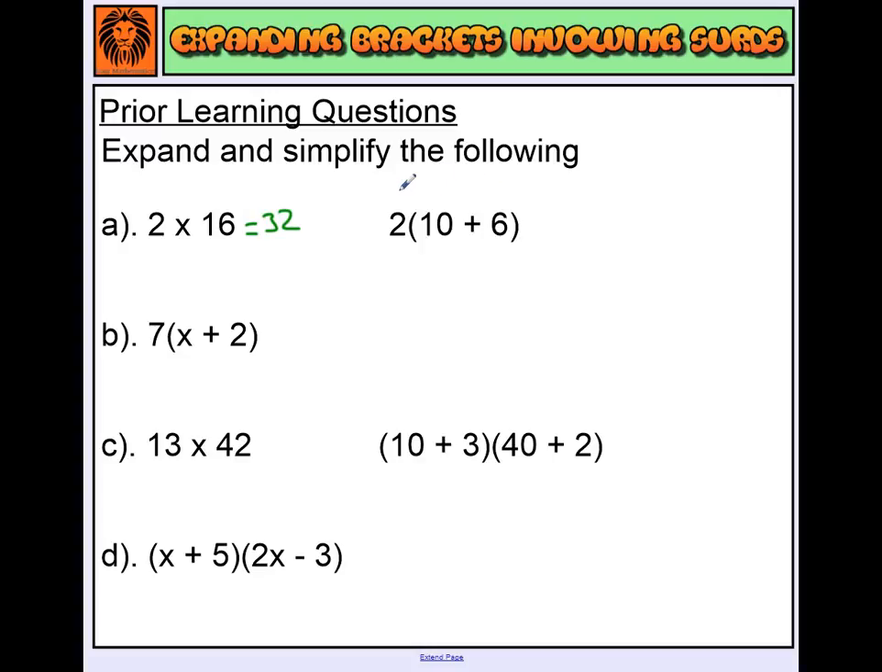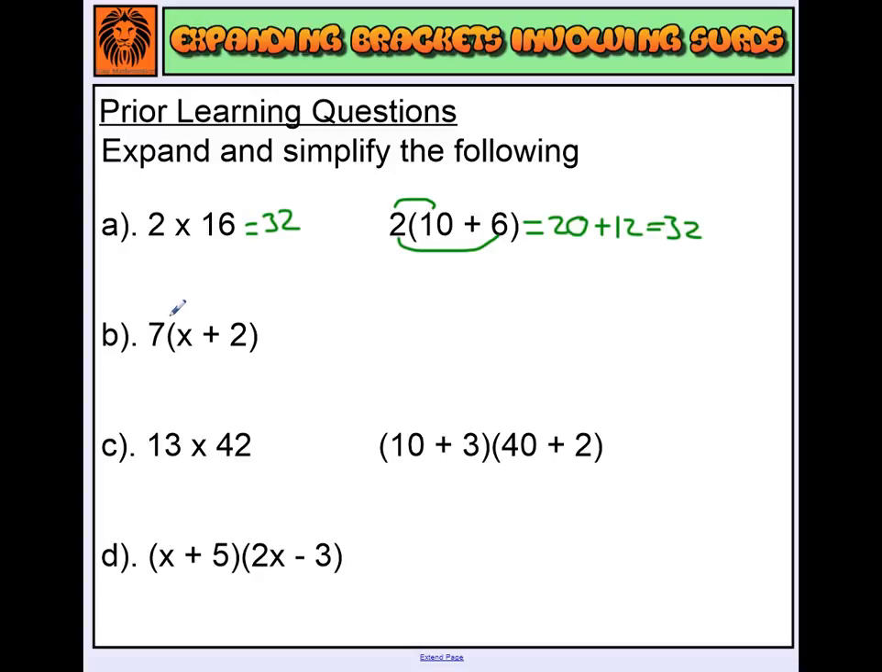Now we're going to use what we call the distributive law, and we're going to multiply the 2 by the 10 first. This gives us 20 plus 2 multiplied by 6, which is 12. So 20 plus 12 is 32. Now it's important to have this idea in your head to be able to answer B.